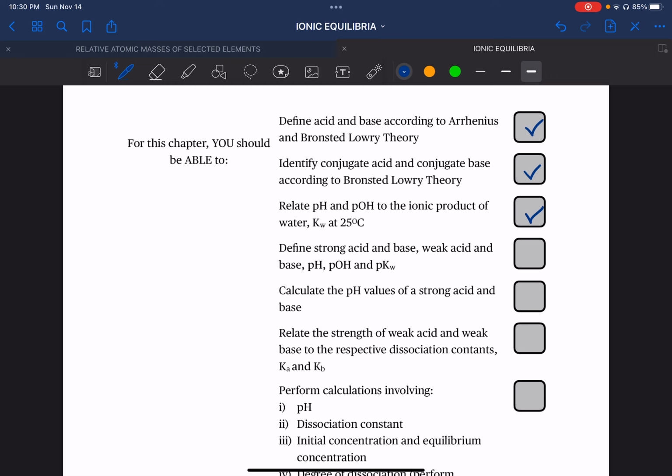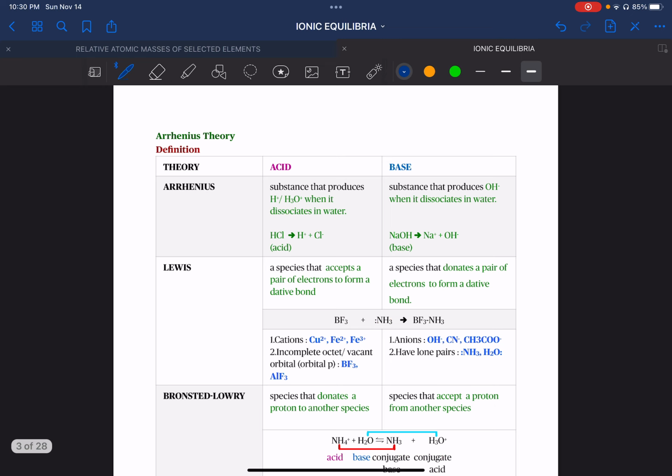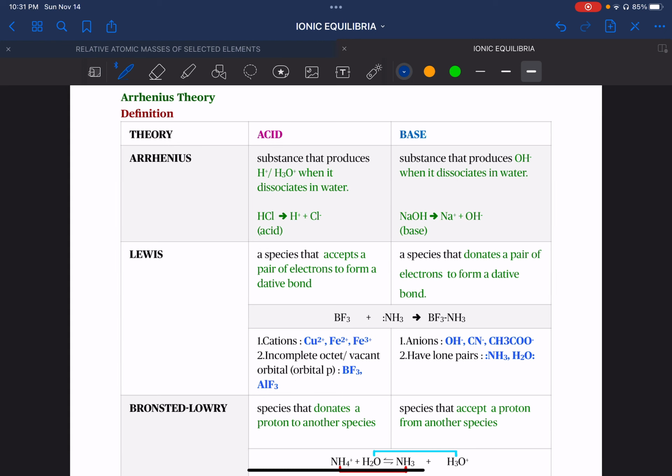Okay, lepas tu kita akan tengok what is strong acid, strong base, weak acid and weak base. Okay, then kita akan calculate pH untuk strong acid and strong base. So basically we are going to do all these 5. Okay, let's get started. Let's have a look at what is the definition of acid and base according to these 3 theories.